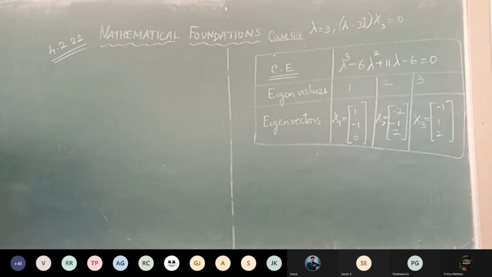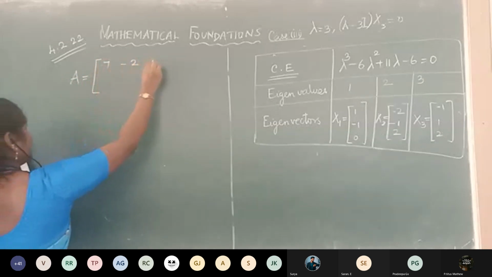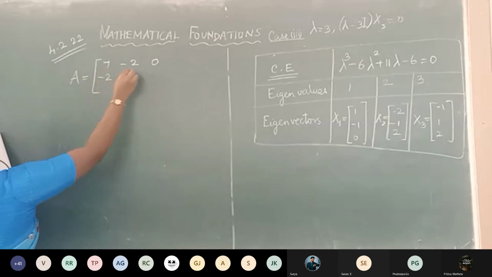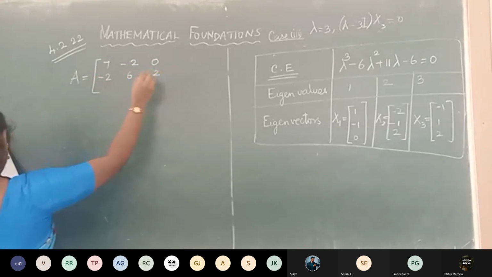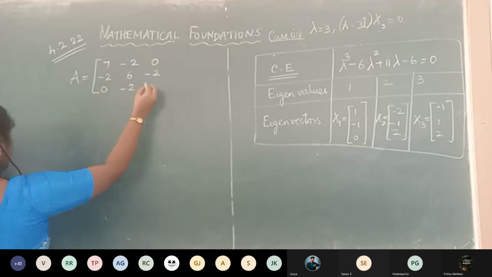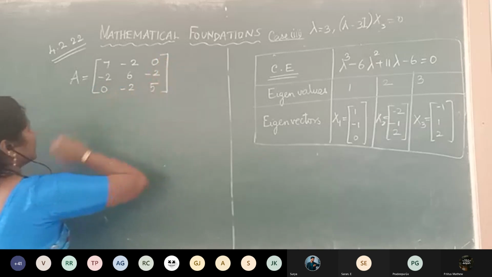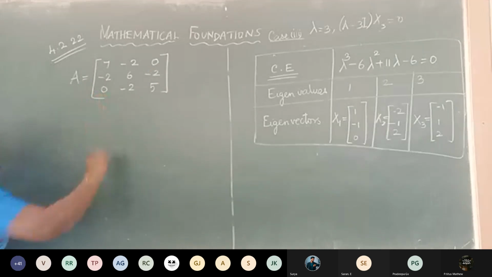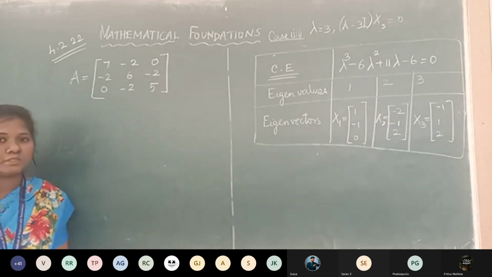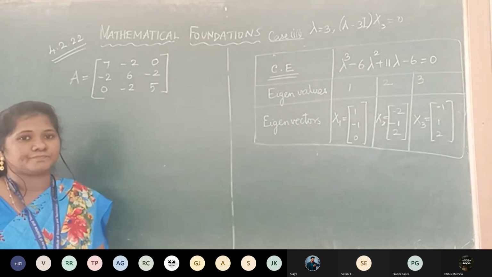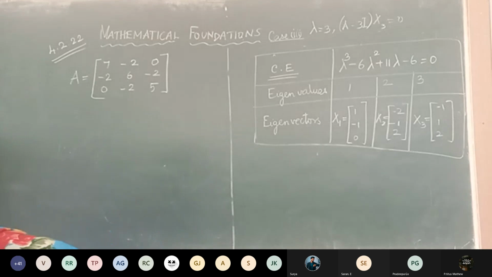So write the question. Find the eigenvalues and eigenvectors of the matrix A is equal to 7, minus 2, 0; minus 2, 6, minus 2; 0, minus 2, 5. This is your given matrix. First see whether it is a symmetric matrix or a non-symmetric matrix. Is it a symmetric matrix or non-symmetric?